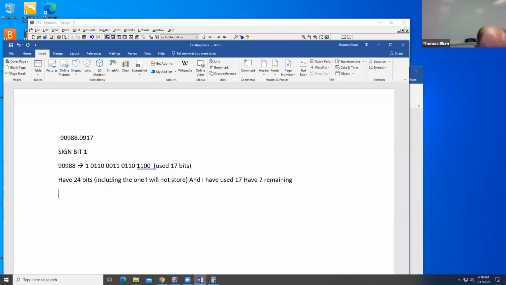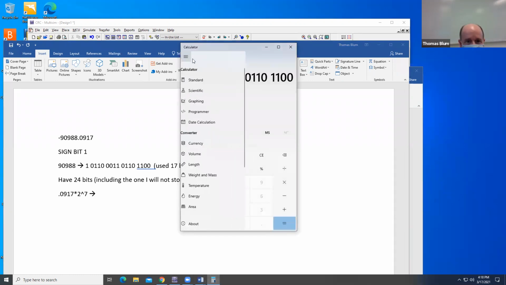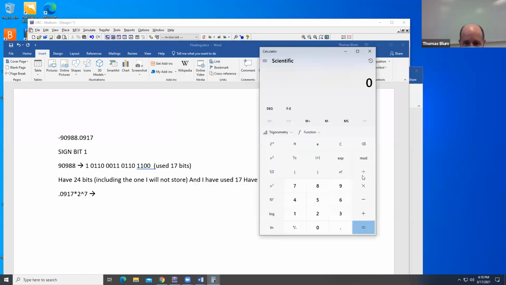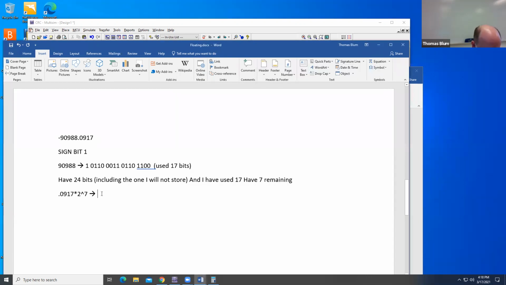Then we play our fraction game. 0.0917 times 2 raised to the number of bits, which is 7. And what do we get? Put myself over in scientific mode. 0.0917 times 2 raised to the 7th. That is 11. Copy, paste. I'm going to truncate, so it's just 11.